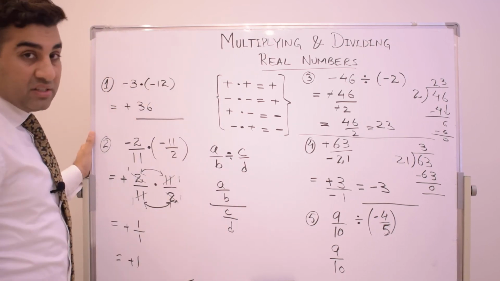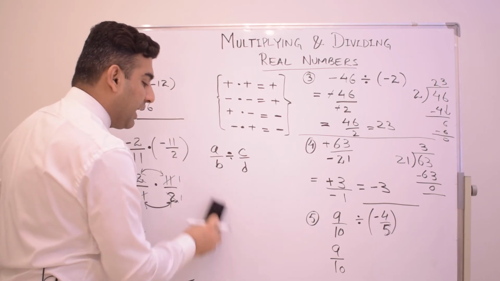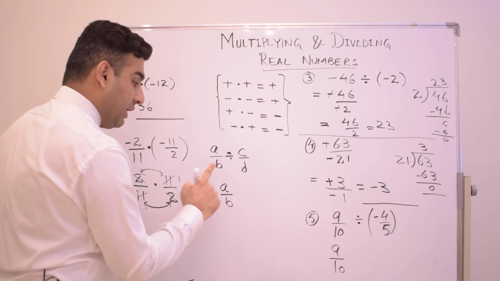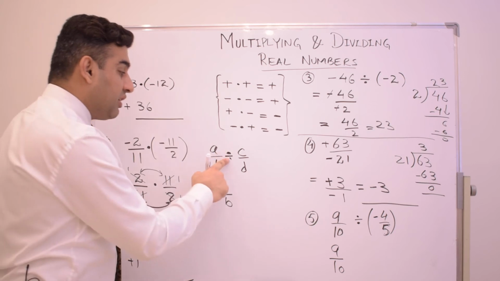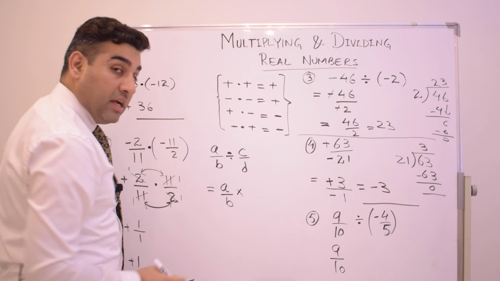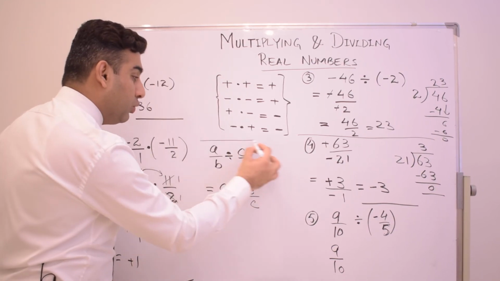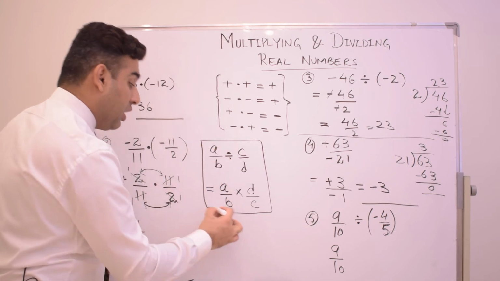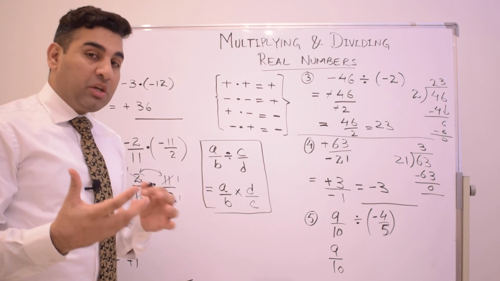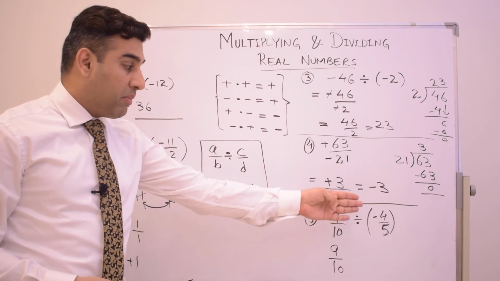But this is, you can say, a little bit long method. What is the result of all this? I'm going to show you that result. The result will be A over B as it is, the division sign you change into multiplication, and C over D you flip to D over C. So guys, you will apply this rule whenever you are going to do the division process between two fractions, like in this case, 9 over 10 divided by minus 4 over 5.